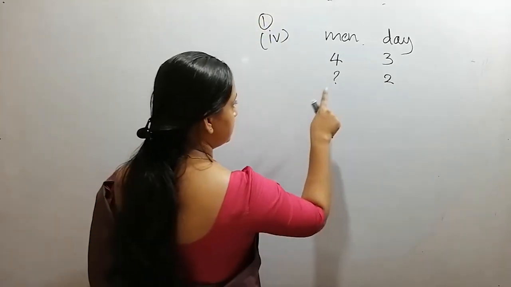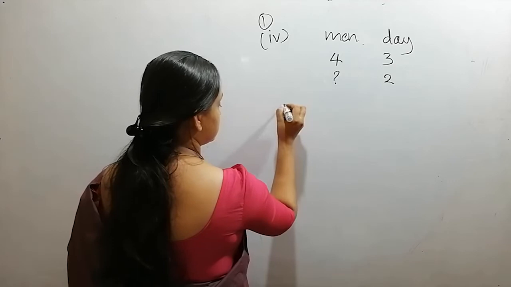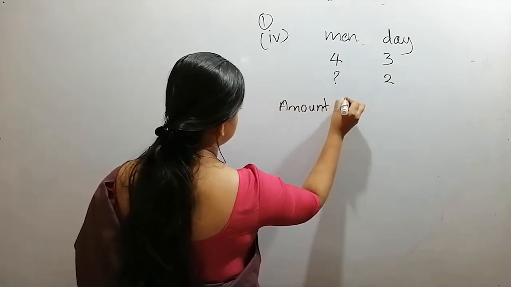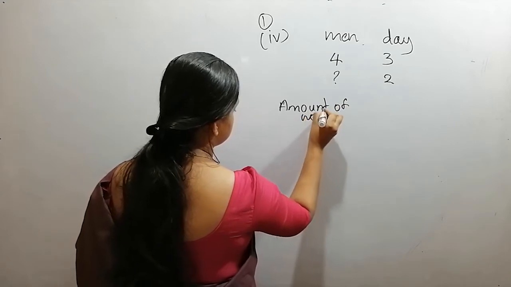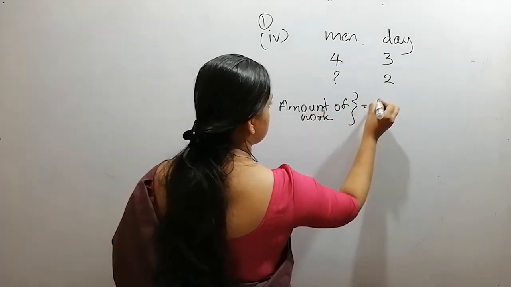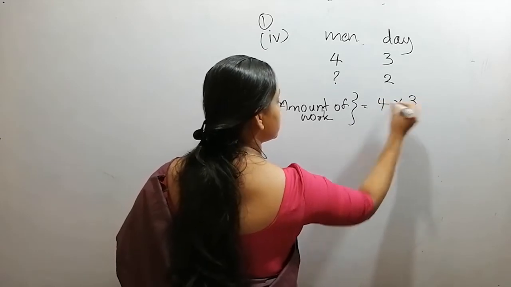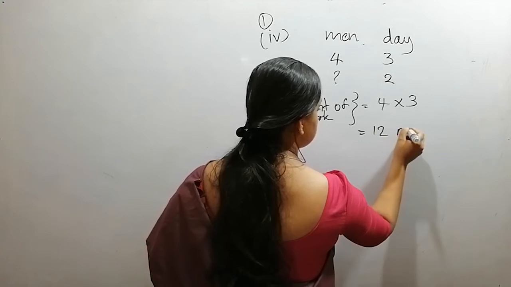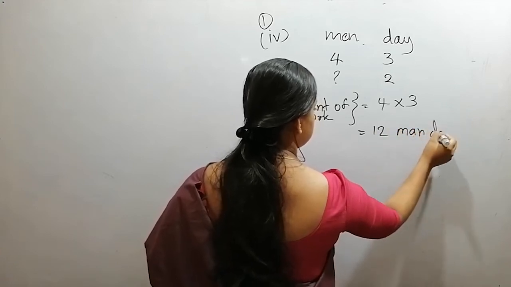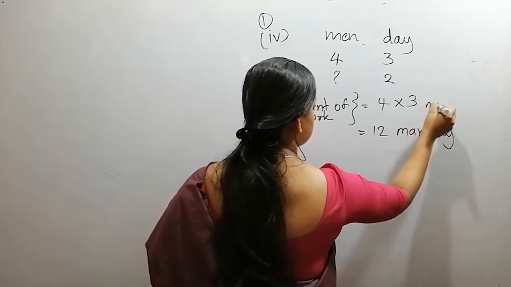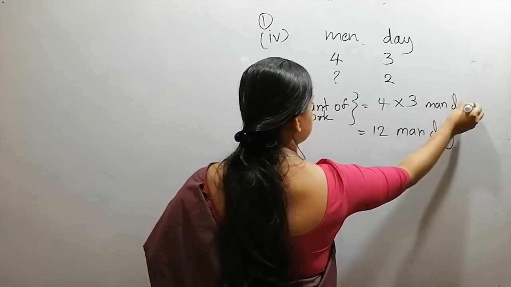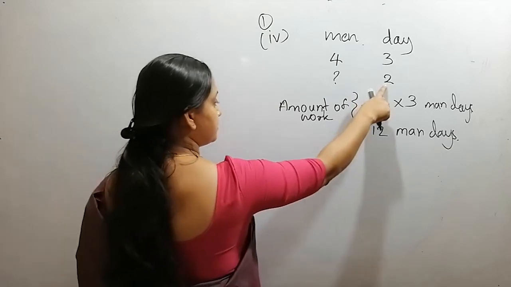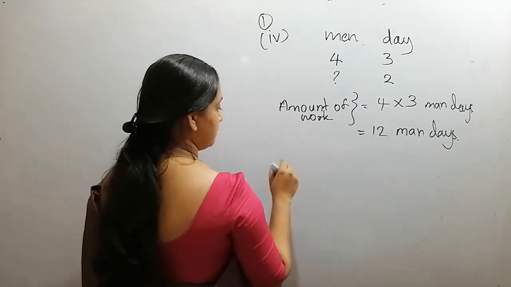Okay. Then what is the work? Amount of work means 4 into 3. It is 4 into 3. That means 12 man days. 12 man days. This is man days. Then if we need to finish within 2 days, how many men will be required?